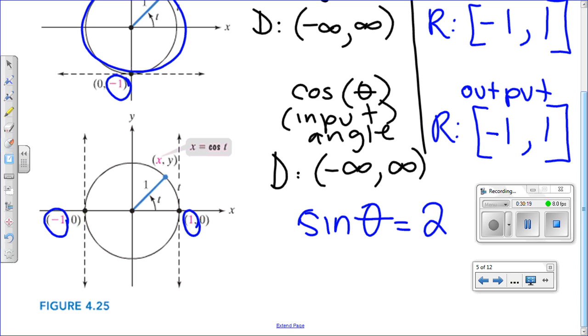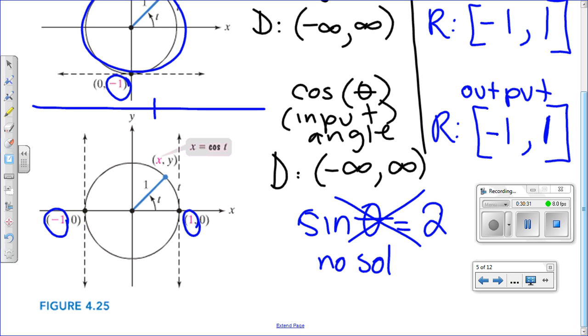So that means if I give you a question that says something like sine of theta equals 2, this will have no solution. Why? Because the 2 is past the 1. On a number line, your sine and cosine outputs, or ratios, will be between all these numbers in between. They cannot go below negative 1 or past positive 1.